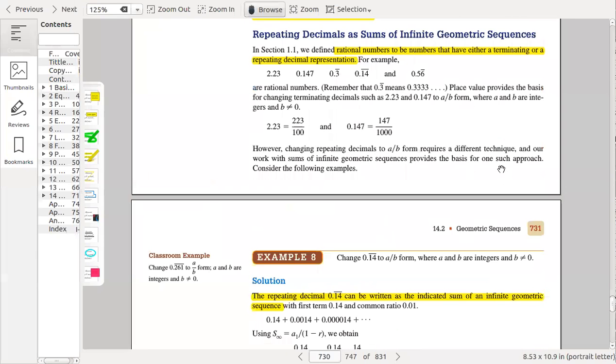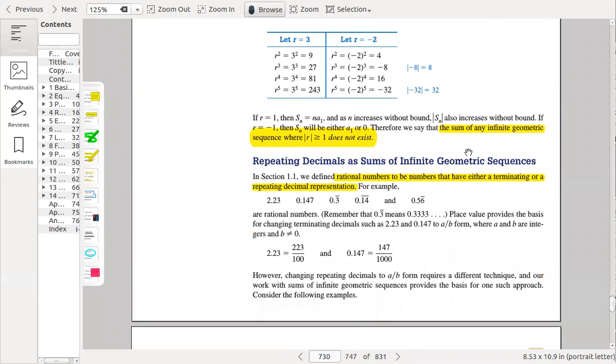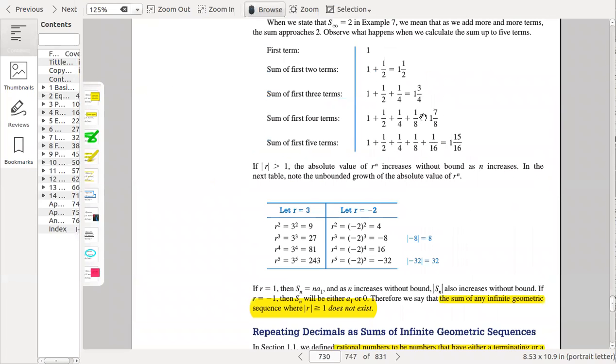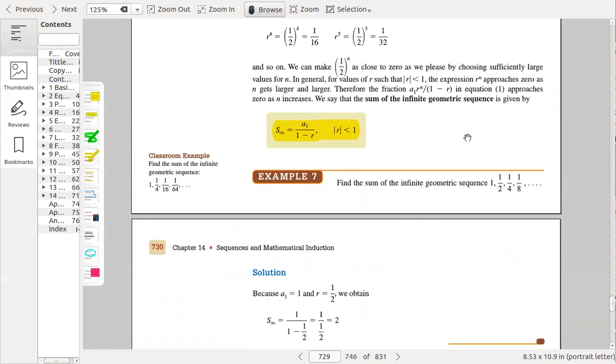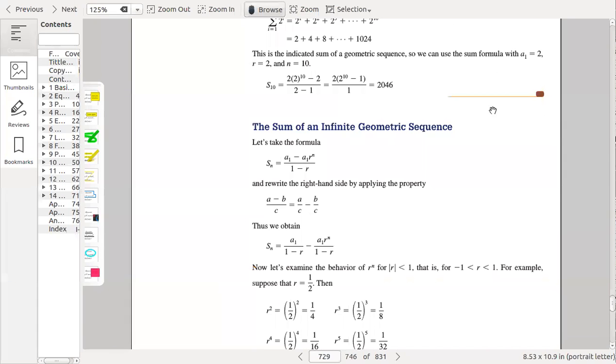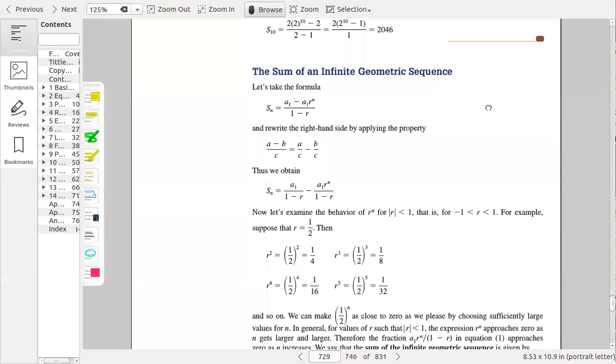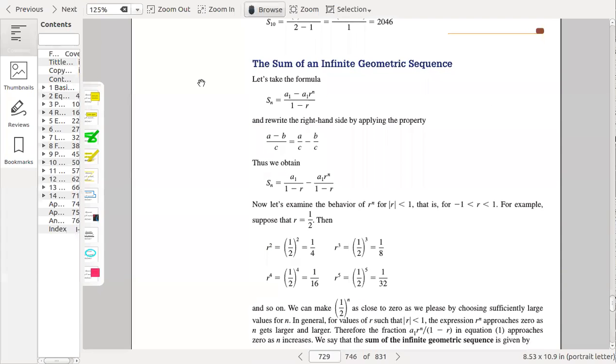We can repeat a little bit just to revise what we have done. We have started here the sum of an infinite geometric sequence.